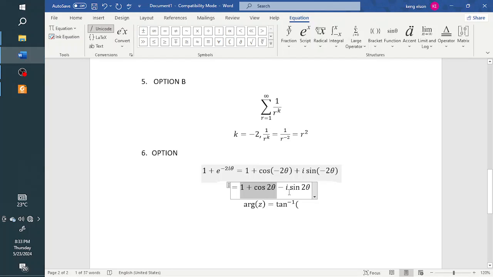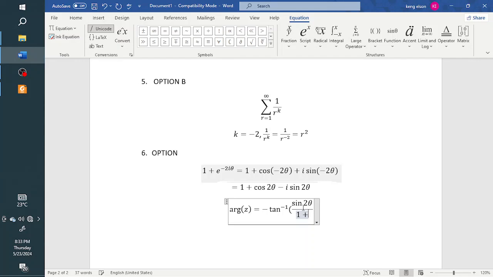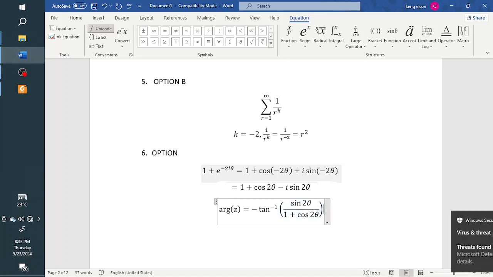Yes, but now you realize that this imaginary part is negative, while the real part is positive. If y is negative and x is positive, you are in the fourth quadrant, so we need to attach a negative sign to this tan inverse. So you just have tan inverse of sine 2 theta divided by 1 plus cos 2 theta. We now use the notion of half angle identity.